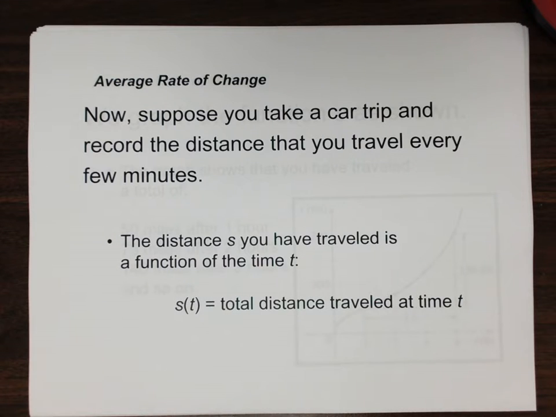Now, suppose you take a car trip and record the distance that you travel every few minutes. The distance you've traveled is a function of the time t. So we could think of this as s of t, that's our function, the total distance traveled at time t.